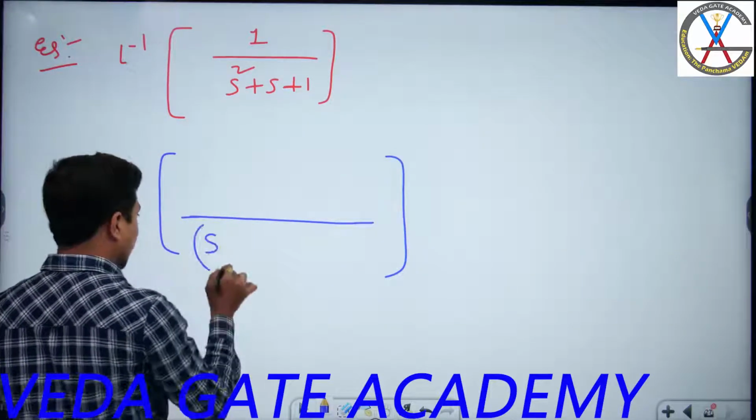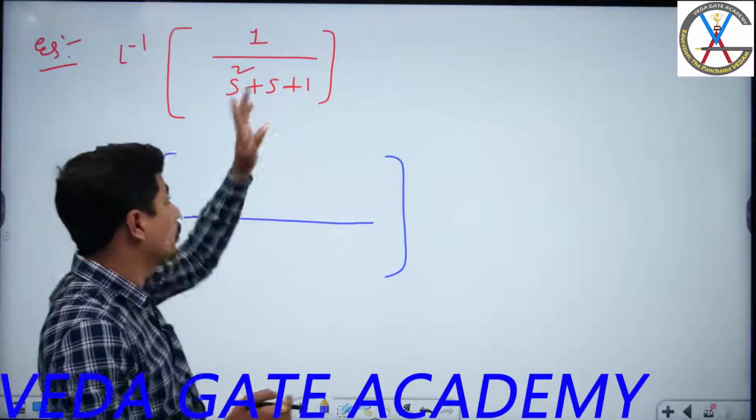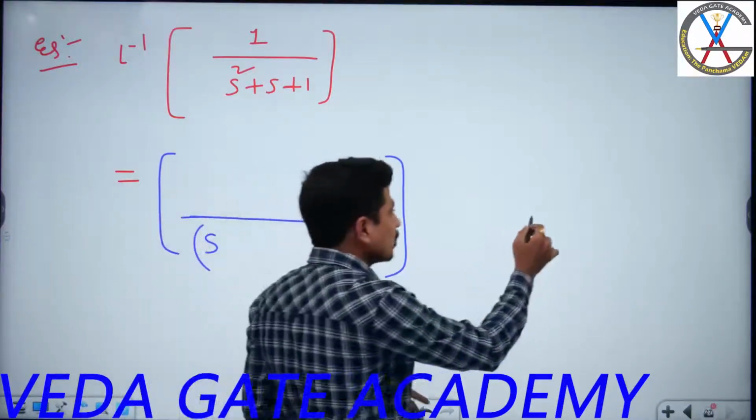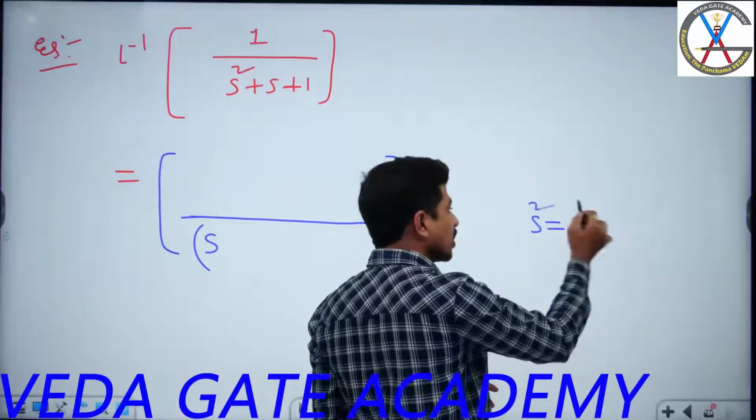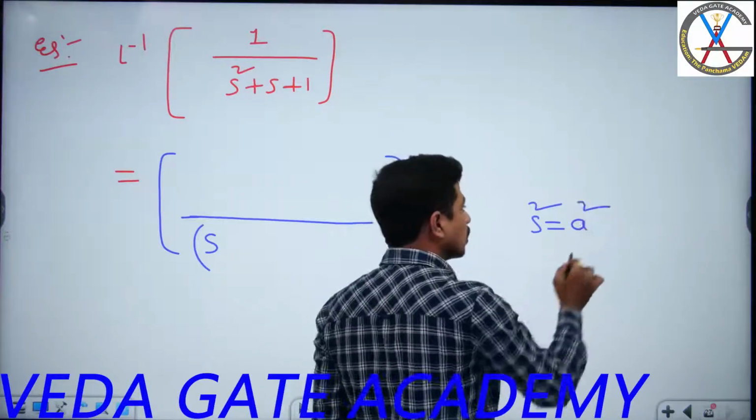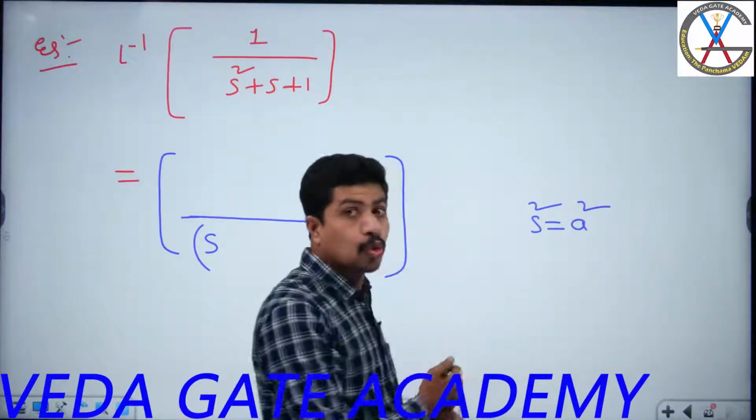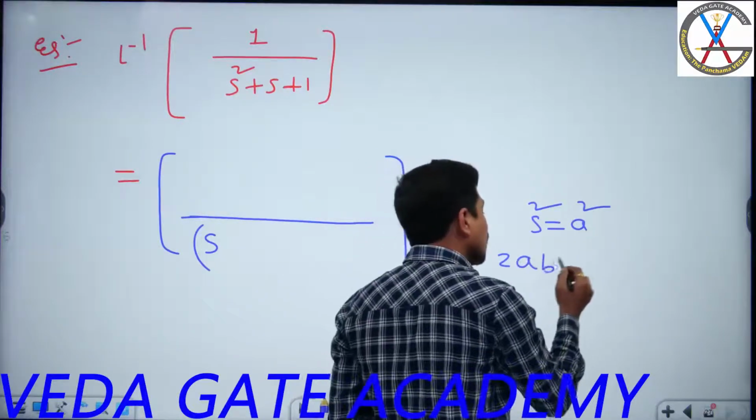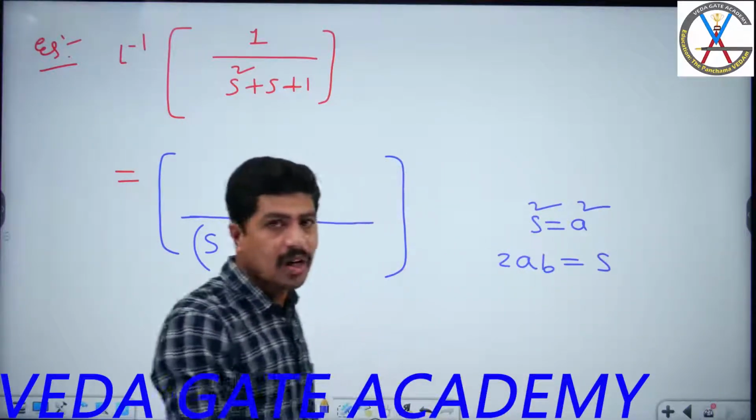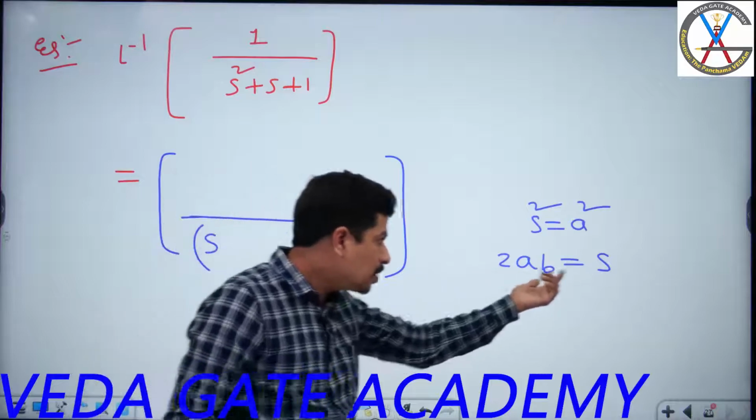That is, s is a, b is not 1, please. B is not 1. S is equal to a, you take from s square. From s square is equal to a square. S is equal to a, we take 2ab equal to s. 2ab equal to s we are taking, not b equal to 1. Sir, why are we taking 2ab equal to s?